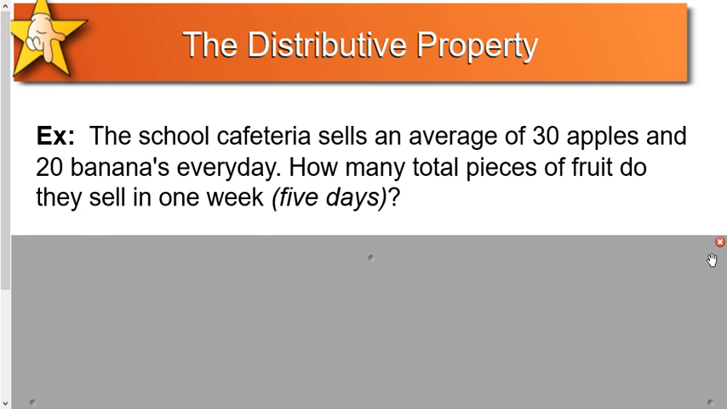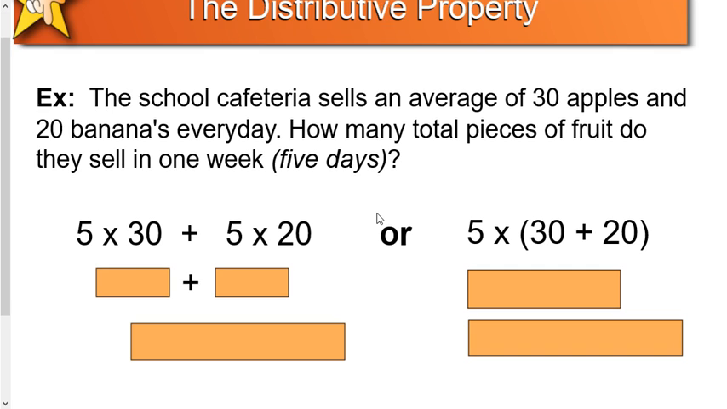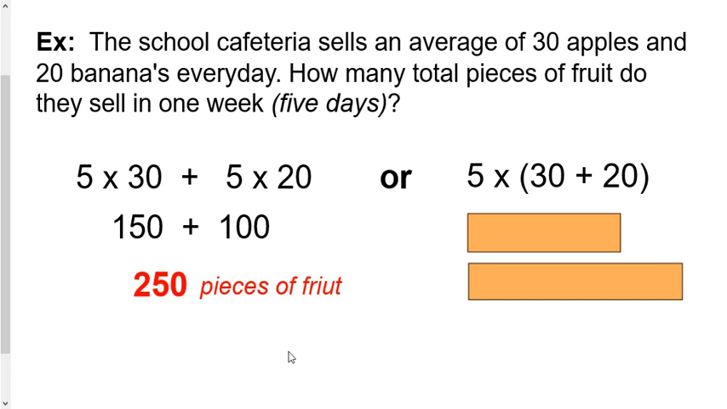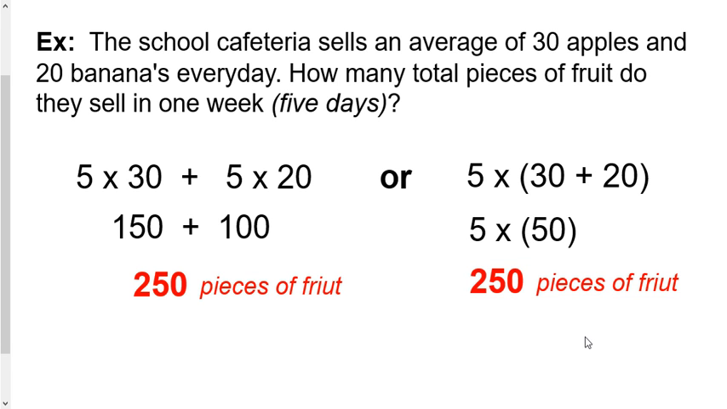Okay, so you've done the problem and you're back. Here we go. Let's try this out. So, which way did you do this? Did you say 5 times 30 for the number of apples is 150, and 5 times 20 for the number of bananas is 100. Add them together and that's 250 pieces. Or did you say add 30 and 20 together, that's 50, and then go 5 days times 50 pieces each day. That's also 250. Same answer. Which way did you do it?